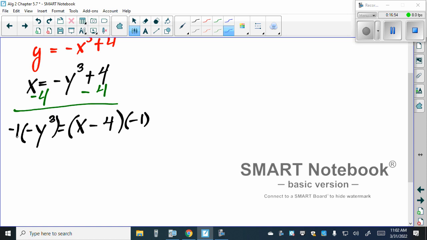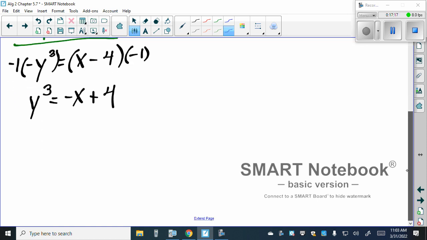I like the multiplication because it's a little bit easier to see, or we can think of it as that I'm changing negative y cubed to positive y cubed. I switched its sign. So the x is going to go from positive to negative, and the 4 is going to go from negative to positive.